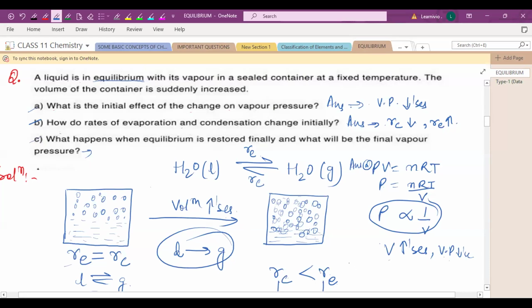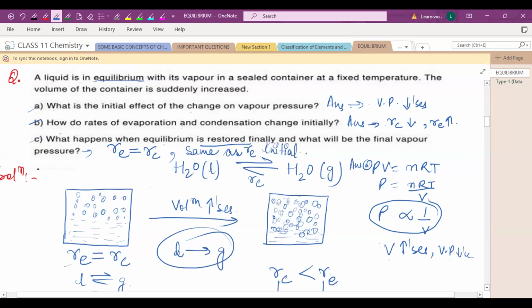After some time the reaction is happening again. The reaction proceeds. After some time, again the equilibrium is restored. So what does this mean? When the equilibrium is restored, it means that the rate of evaporation is equal to the rate of condensation at last. And what about the vapor pressure? The vapor pressure will be the same as the initial vapor pressure. You can write this in your exam.